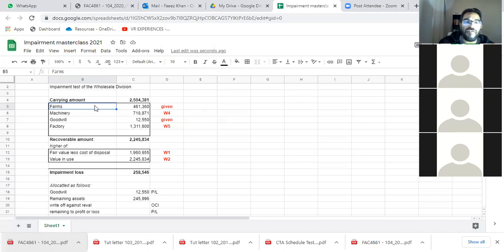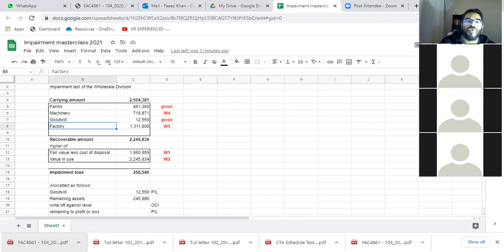So as you can see over here, farms is PPE, so therefore IAS 36 applies. Machinery is PPE, so IAS 36 applies. Goodwill is an intangible asset, IAS 36 applies. Factory is PPE, so IAS 36 applies. So therefore, we will allocate to all these assets. We already allocated against goodwill. We first allocate all the impairment to goodwill as far as possible. When goodwill is 0, then we allocate to the remaining assets. The remaining assets are farm, machinery, and factory.